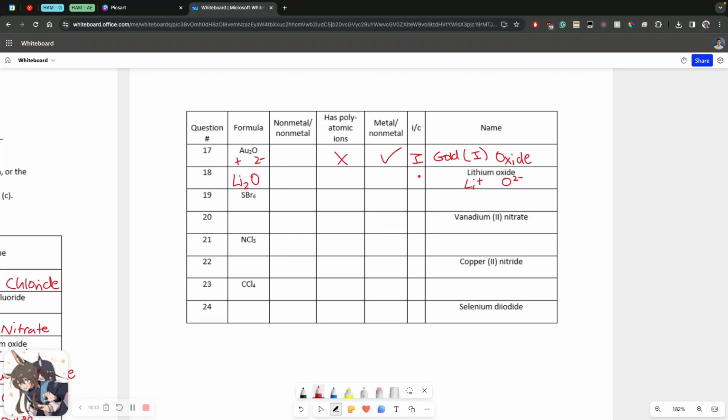We know that it is ionic because lithium is an alkali metal in group 1 of your periodic table. Go ahead and put I and select the metal non-metal section there. And we know obviously oxygen is not a polyatomic ion.